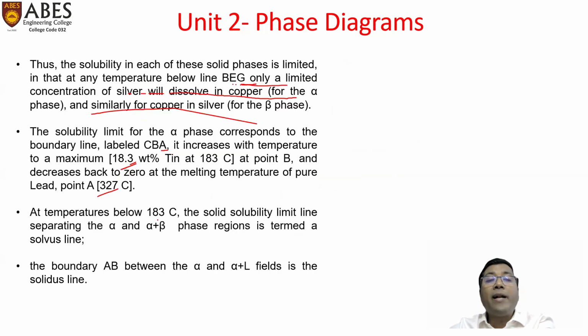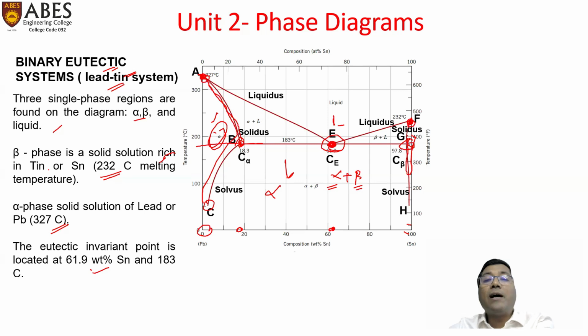At temperature below 183, the solid solubility limit line separating the alpha and alpha plus beta phases is termed a solvus line. So this is the alpha C point, the B point and C point. This line is called solvus. So below 183 degrees Celsius, this is the line. At various composition and at various temperature, this alpha would convert into alpha plus beta, two separate solid phases.